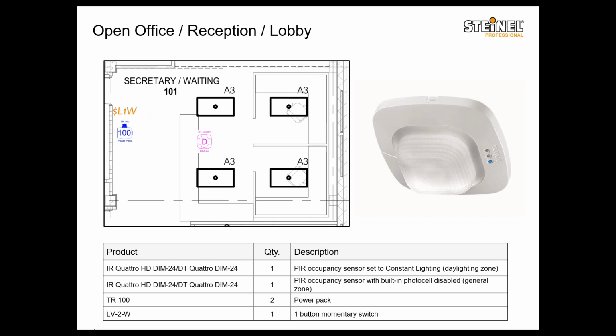Again, the same settings as we discussed in the classroom. If you have the daylight responsive control, you have to have a sensor in the daylighting zone set to constant on and have its own special settings, and then you would have one or multiple sensors for the general zone. Or if it's a really big open office area, you may have to go with multiple daylighting zones, and really there's no end to how big this area can get and how many sensors and power packs and momentary switches you may need. So this is just a typical one. It's not a fixed rule.